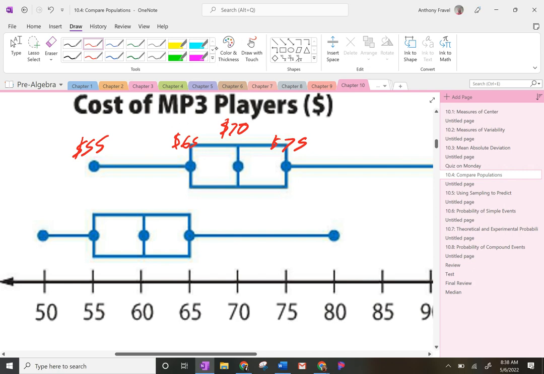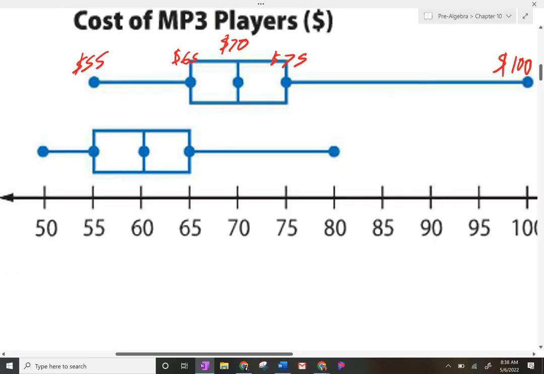Okay, on to my next one. Let me get a different color. Purple it is. On to this one. My average price for this one is going to be $60. My Q1 is going to be $55. Q3 is going to be $65. The lowest price is going to be $50, and my most expensive MP3 player is going to be $80.